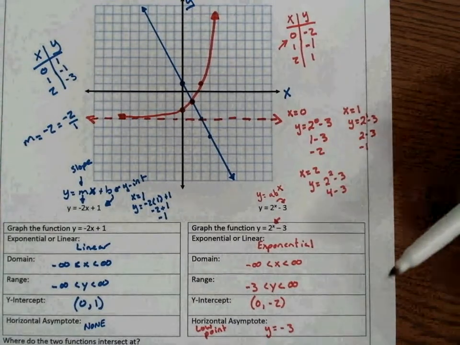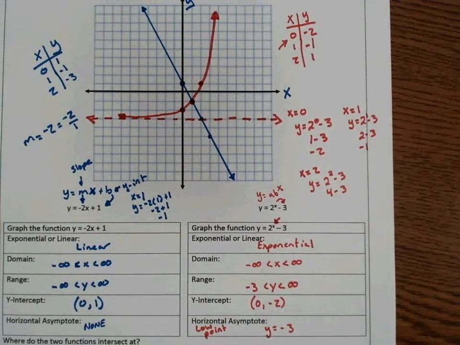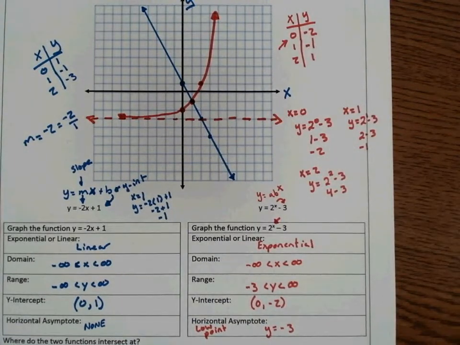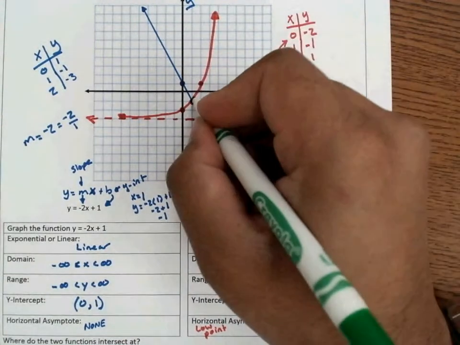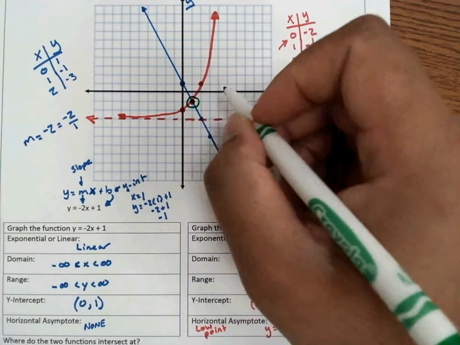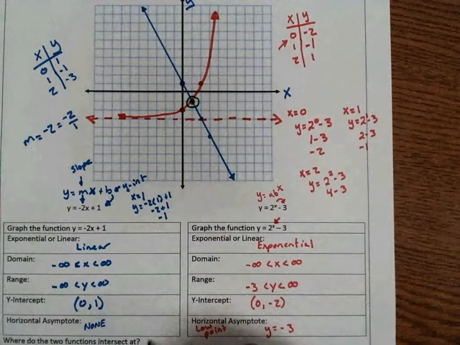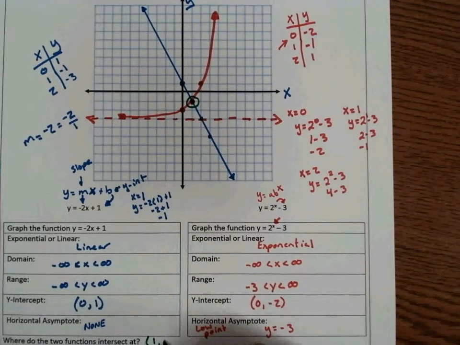The thing we have to be careful of, I know it's right here at the bottom, you can barely see it. It says, where do the two functions intersect at? So intersect is just another word for where do they cross. And hopefully you can see that they cross right here where we have blue and red. And this point would be 1, comma, negative 1. So I'm going to write 1, comma, negative 1.